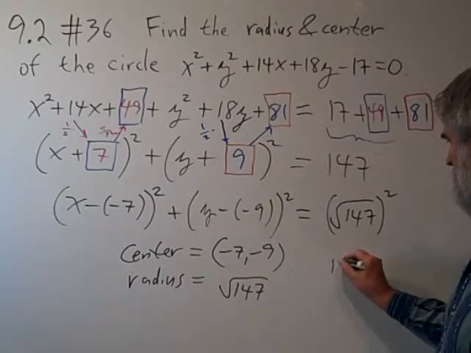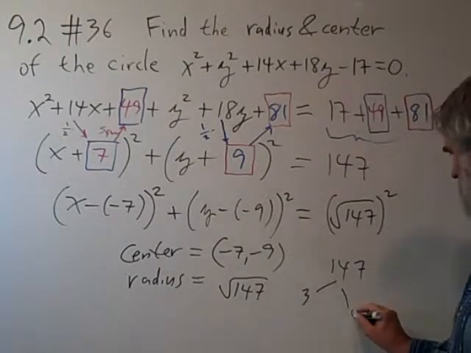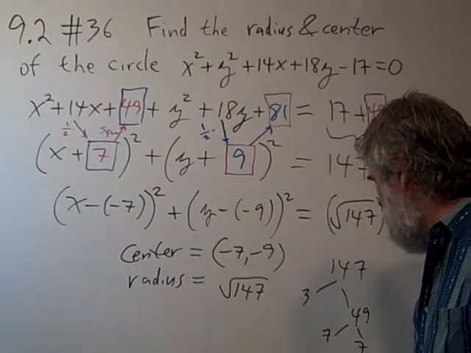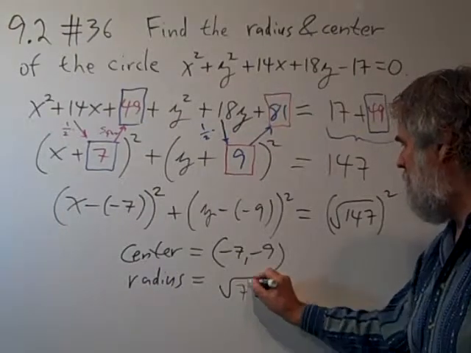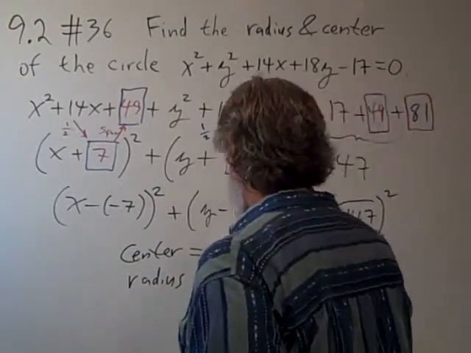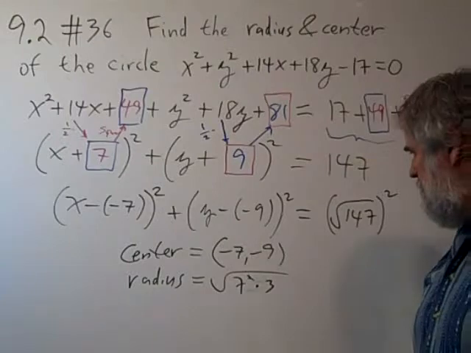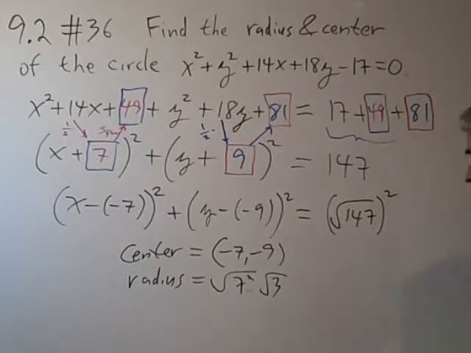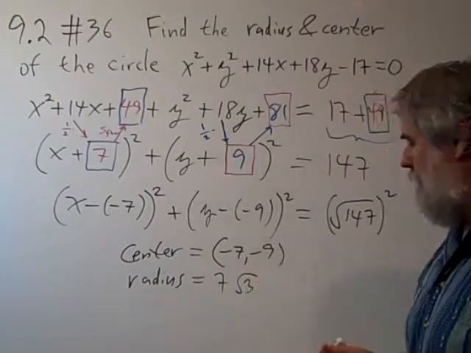Let's factor 147. 3 goes into 147 49 times, and then 7 goes into 49 7 times. So 147 is 7 squared times 3. And the square root of 7 squared times 3 is the square root of 7 squared times the square root of 3. And the square root of 7 squared is 7. So we end up with the radius is 7 times the square root of 3.